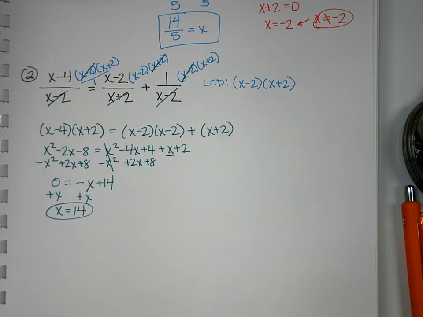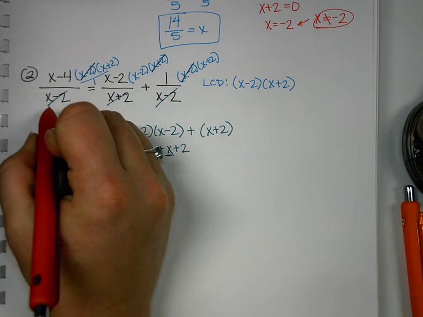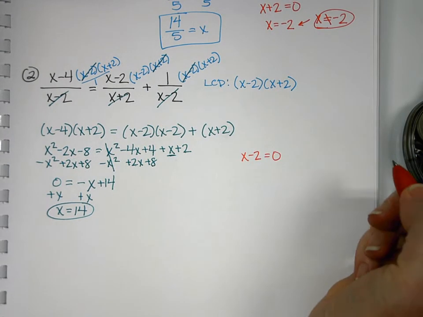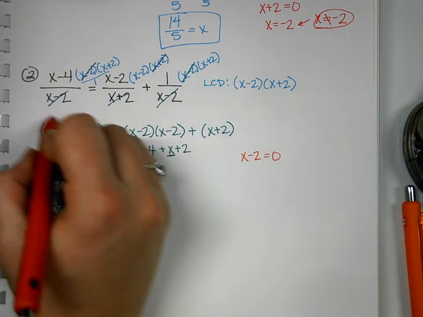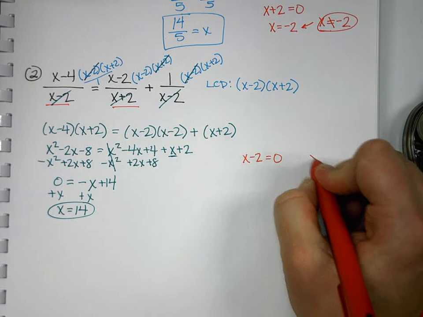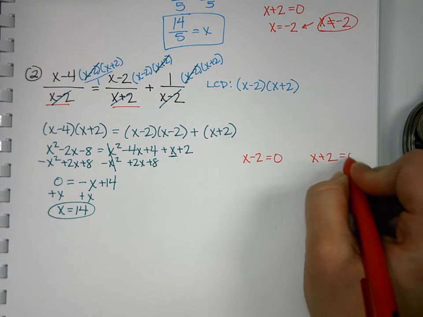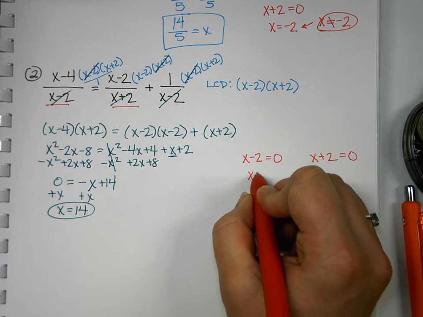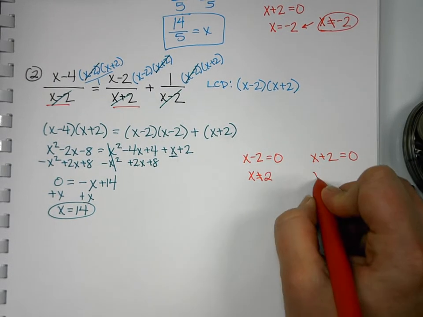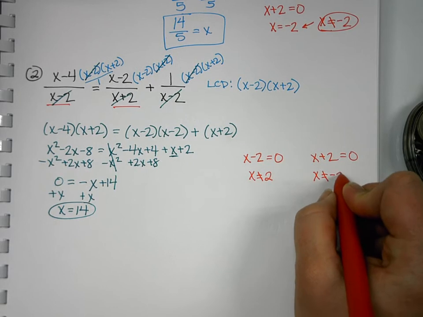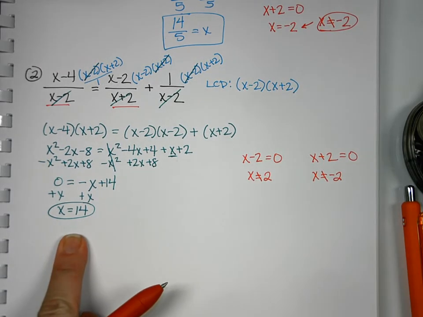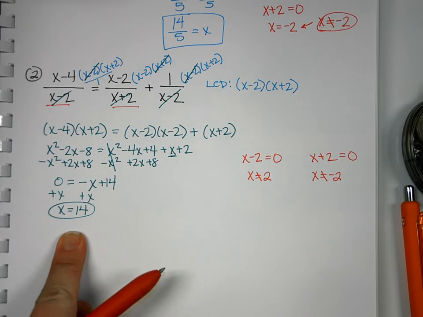We do still have to consider our restrictions though. So when I look at my denominator, I have an x minus 2, so I'm going to set that equal to 0 to find a restriction. I also have an x plus 2, so I'm going to set that equal to 0 to find my other one. So when solving for x here, I'll get that x cannot equal 2 and x cannot equal negative 2. Now, did we get either of those answers as ours? No, so that means our answer is good.